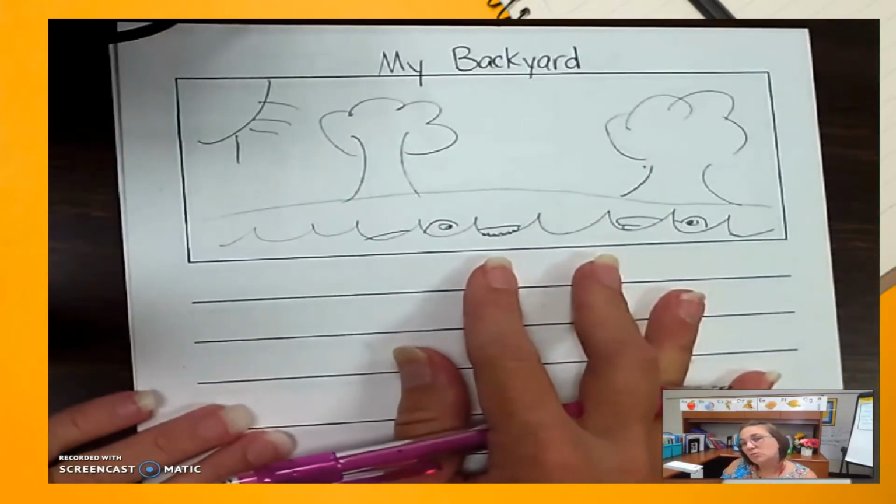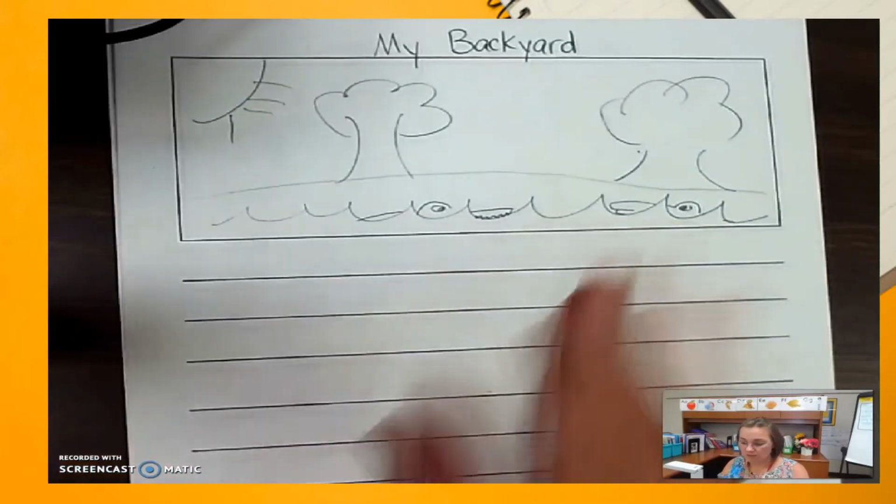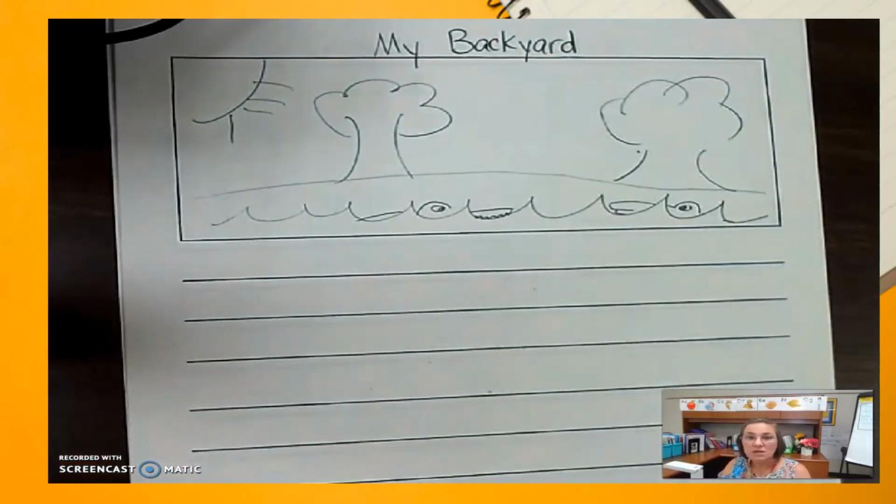Well, I want to think about the writing tip I gave you. We want to use exact details. We want to use names, numbers, colors, describing words so that our readers really understand and can get a good picture of what we're talking about.